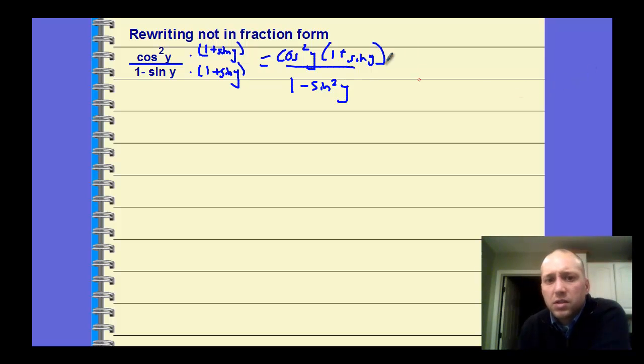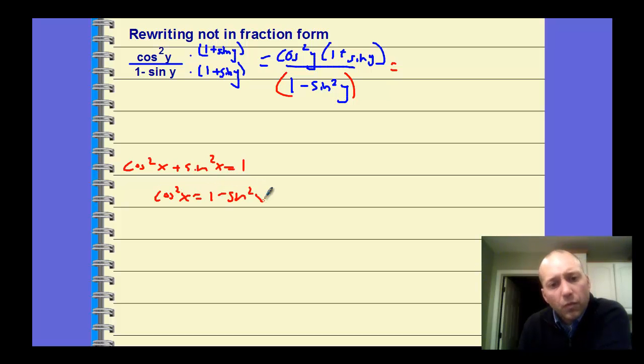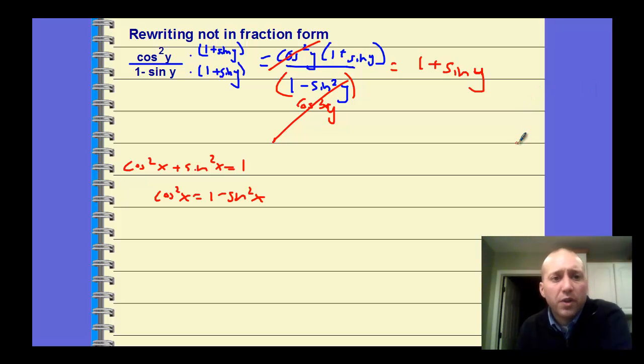And then we should see that this denominator, 1 minus sine squared, is an identity. And it comes back to cosine squared x plus sine squared x equals 1. And so 1 minus sine squared x is going to equal cosine squared x. So this quantity here is the same thing as cosine squared x, or y in this problem. And then we have cosine squared y there and there, so those reduce out, and we just get 1 plus sine y. And so it's no longer in fraction form. It's the binomial. That's all for 5.1. 5.2 is a separate video you can watch now.